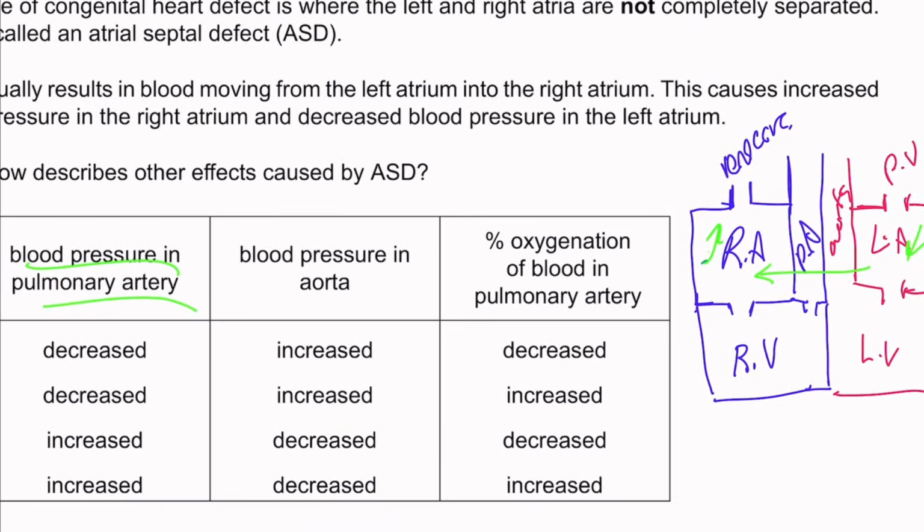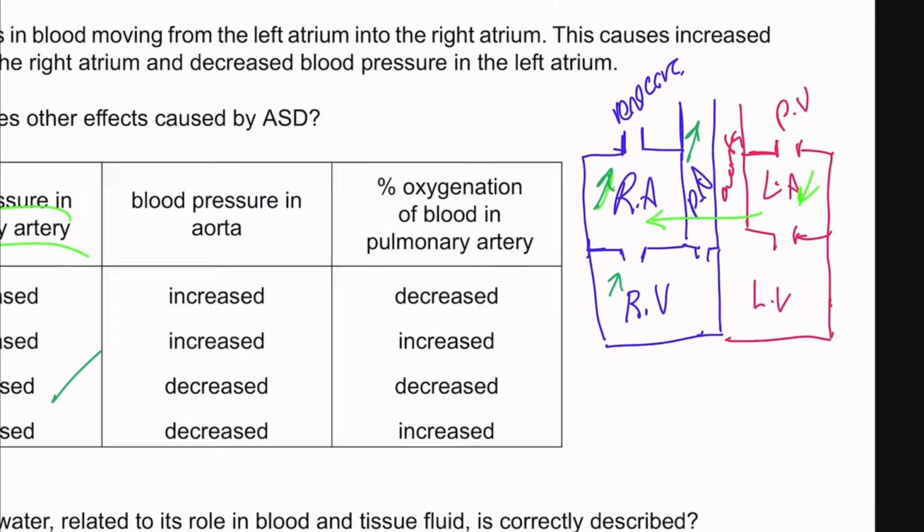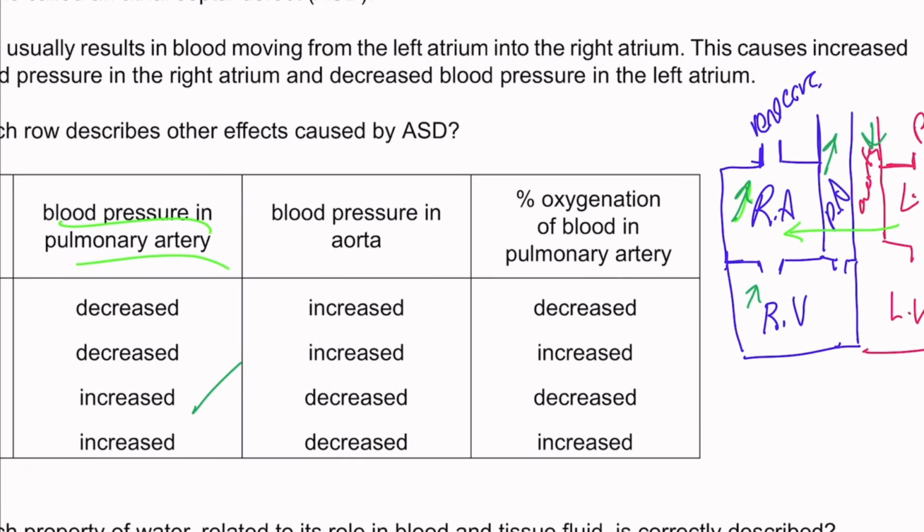Since we have higher pressure here, we have higher pressure in the right ventricle and higher pressure in the pulmonary artery, and so it's increased. Blood pressure in the aorta: we have lower pressure in the left atrium, lower pressure in the left ventricle, lower pressure in the aorta, and so that is decreased.